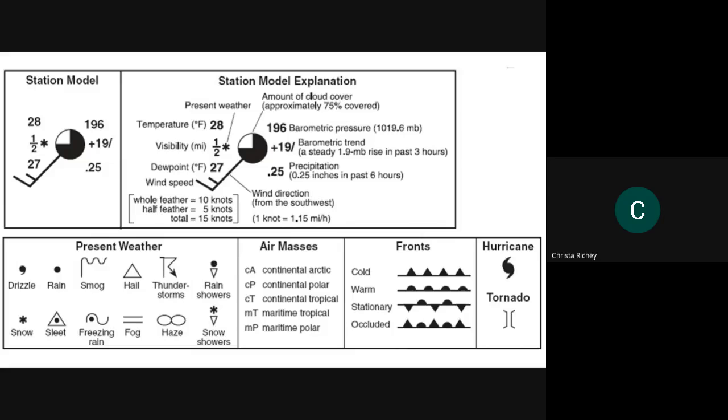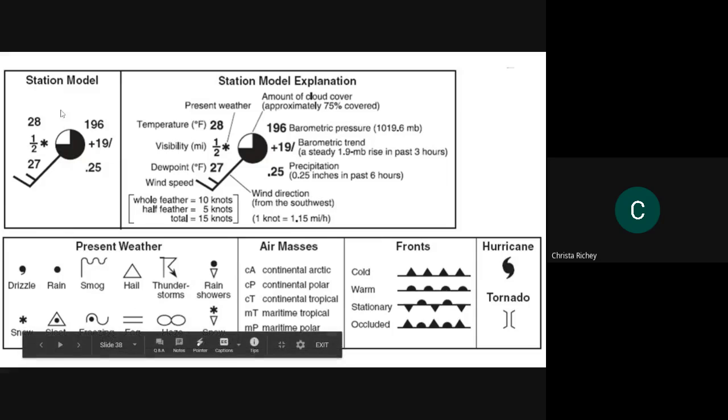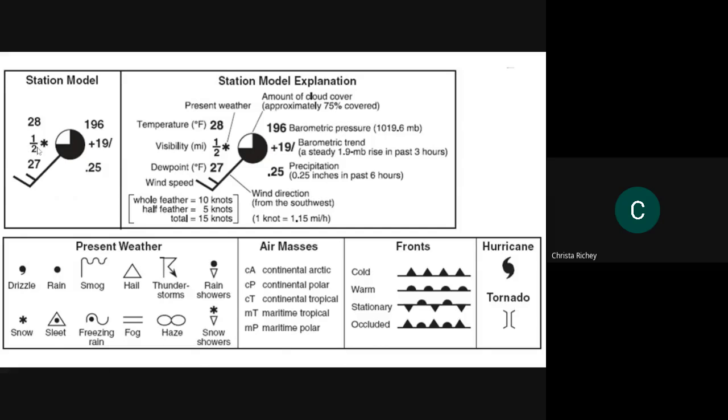So this station model, the guy on the left, I know it tells you what to do over there on the right. But on the left, it is 28 degrees outside. It is snowing. There's only half a mile of visibility. The dew point's 27 Fahrenheit. The wind is coming out of the southeast at 15 knots. We have had 0.25 inches of accumulation of snow. The pressure is rising 19 millibars over the last 3 hours.